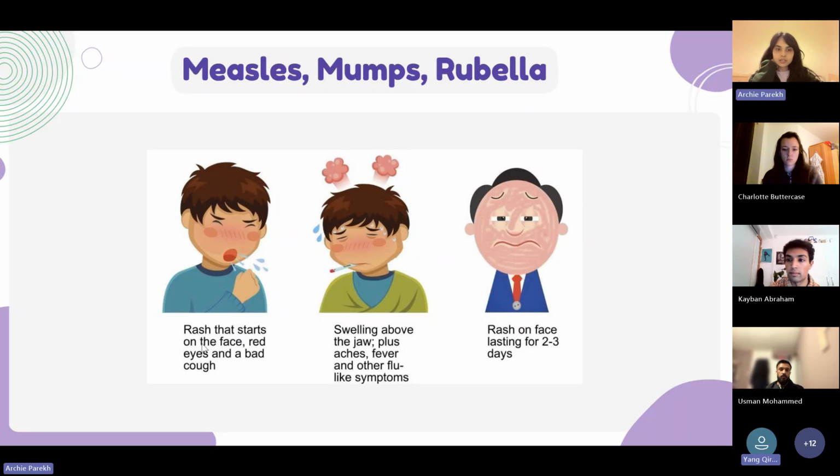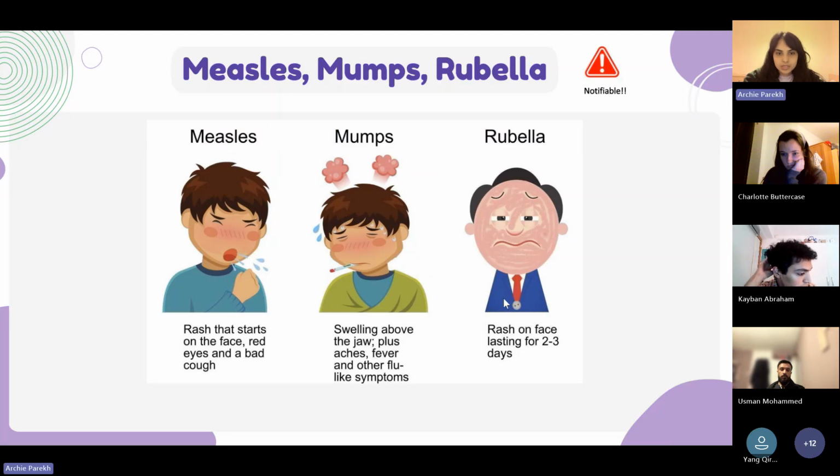Starting with the first one, rash that starts on the face, red eyes, and a bad cough. What is this most likely to be out of the 3 options? Okay. So we're getting some mixed answers. So this is measles, mumps, and rubella. And to be fair, we did get rubella as one of the answers, which would technically make perfect sense because rubella is just German measles. They're basically the same disease in a different font, so they can be quite confusing.